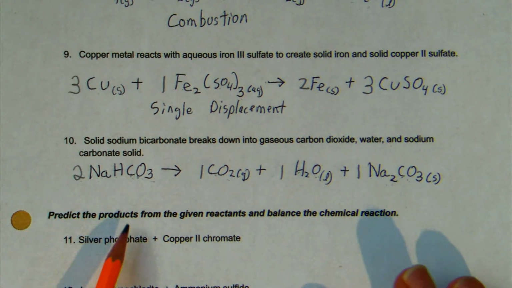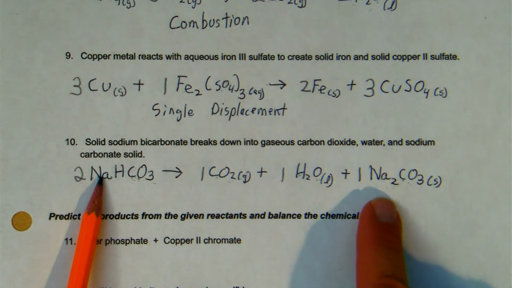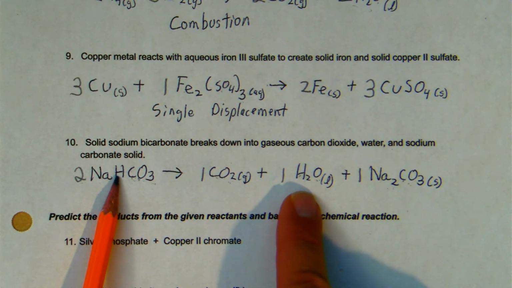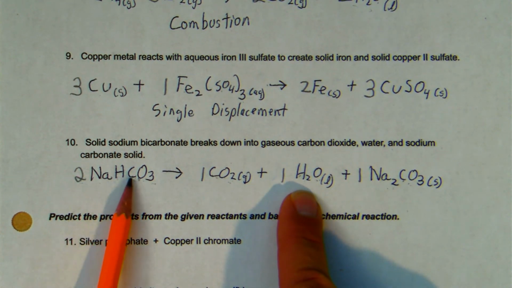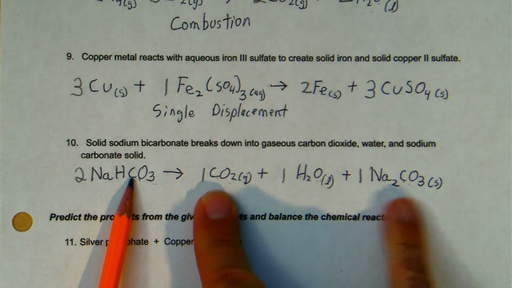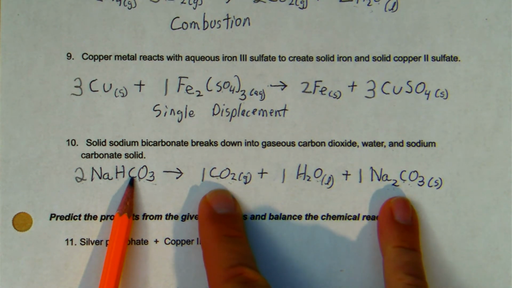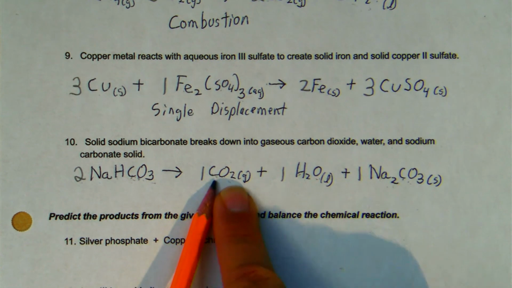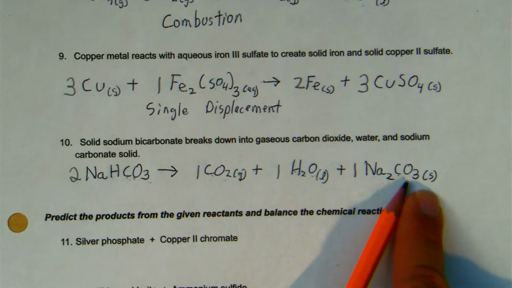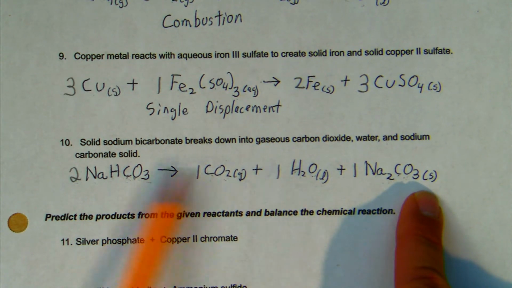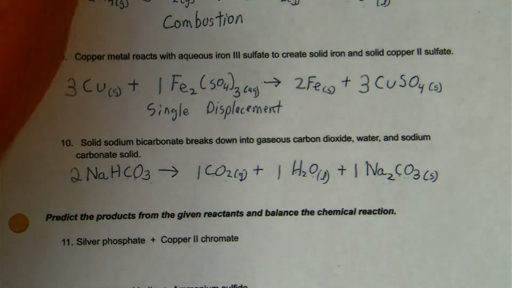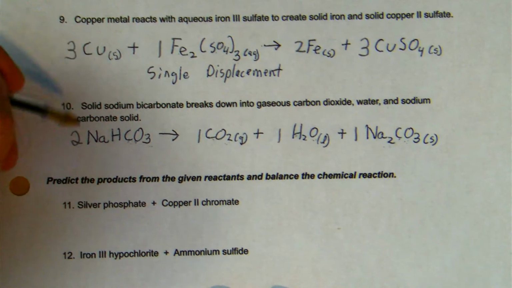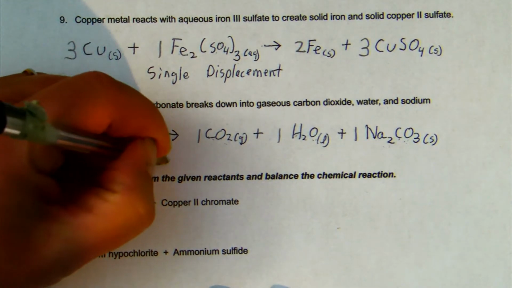Let's check one more time. 2 sodiums on the left, 2 sodiums on the right, 2 hydrogens on the left, 2 hydrogens on the right, 2 carbons on the left, 2 carbons on the right, 6 oxygens on the left, 2 plus 1 plus 3 equals 6 oxygens on the right. This is now a balanced chemical reaction. And I would classify this one as decomposition.